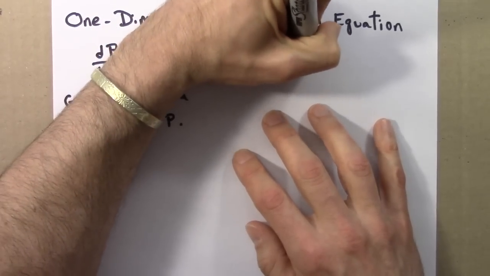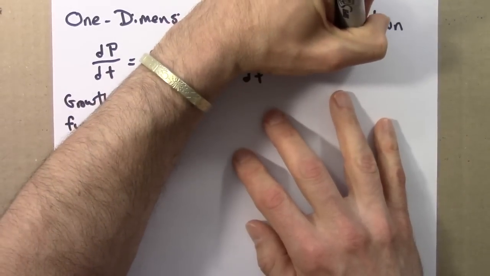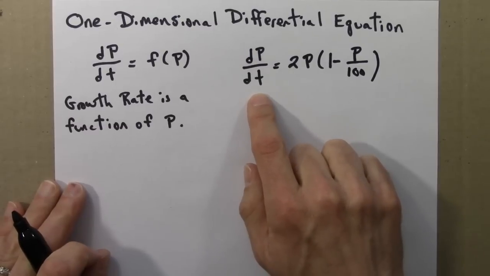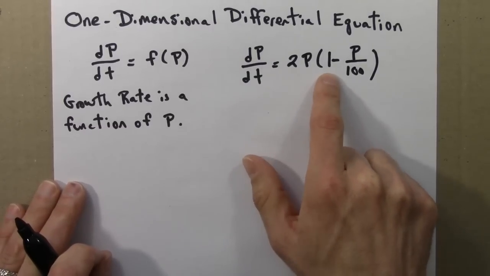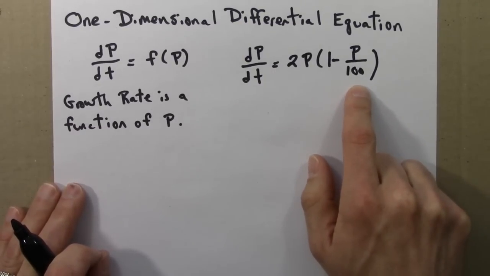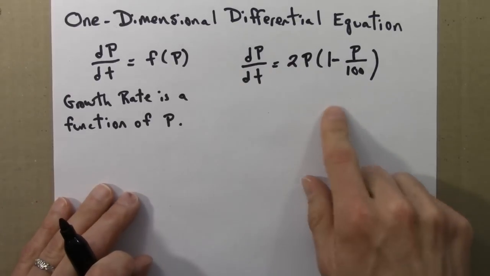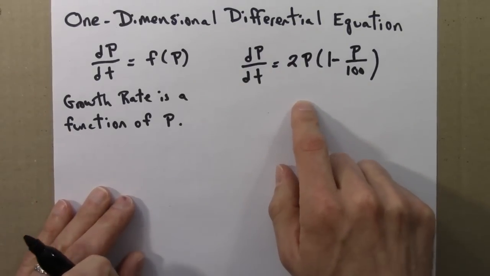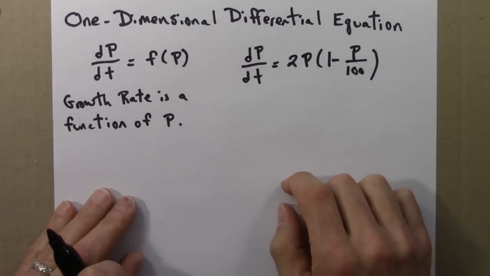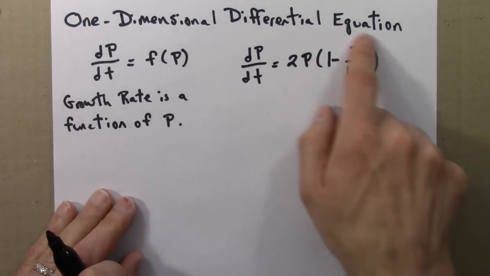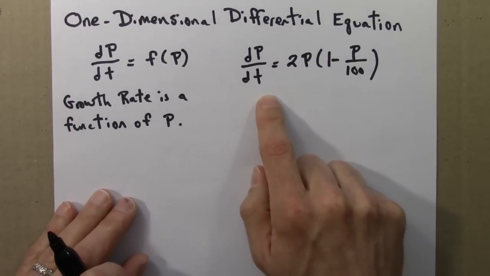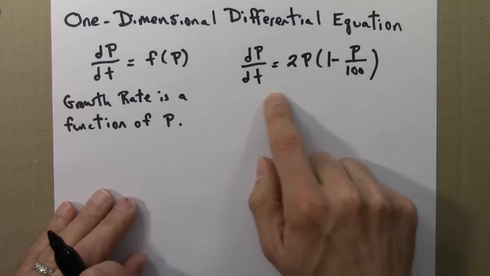And here's one version of that. So this might say that the derivative of p, the growth rate of p, is 2 times p times 1 minus p over 100. And so we've interpreted 2 as some type of a growth rate and 100 as the carrying capacity. So remember, we're viewing this as a dynamical system. A dynamical system is a rule that tells us how some quantity changes in time. Here the quantity we're interested in is p. We want to know how p changes in time. And a differential equation is a rule that specifies p of t. It just does it a little bit indirectly. Rather than directly specifying the values of p, it tells us how p changes.